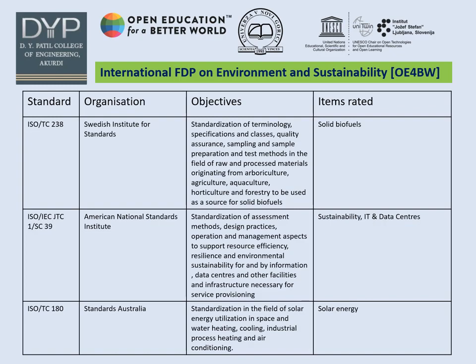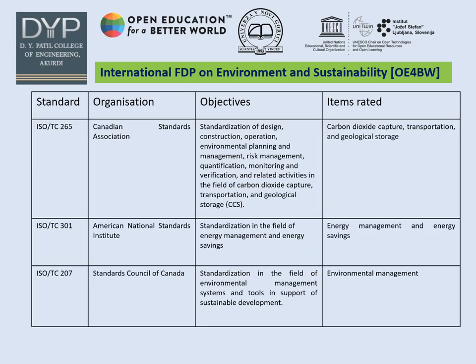Then we have another standard, ISO TC 180, which is defined by Australia. It is in the field of solar energy utilization in space and water heating, cooling, industrial process heating, and air conditioning. We have certain other standards, and I would like to discuss ISO TC 207, which is defined by Canada. It is for standardization in the field of environmental management systems and tools in support of sustainable development.